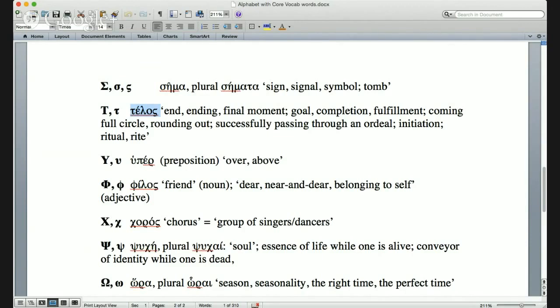And there's an English word that comes from this, which is not very common. Teleology, the study of goals and final purposes, but not television. It comes from something else. That's good.